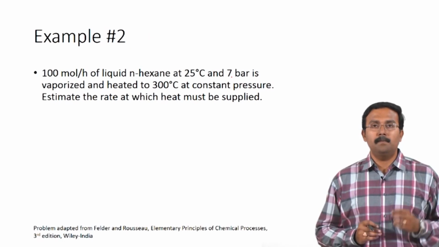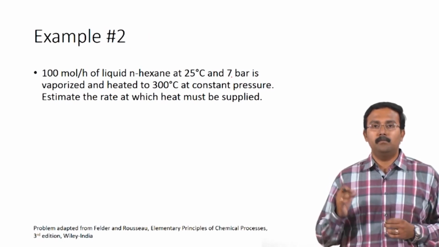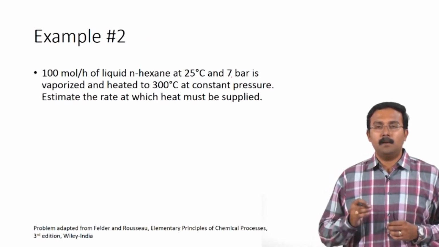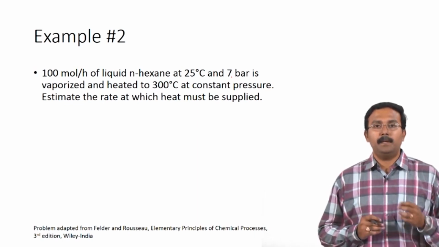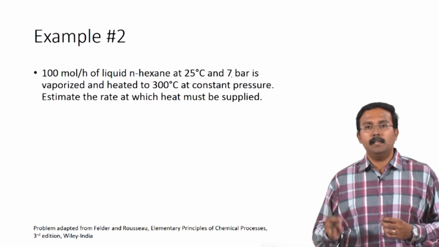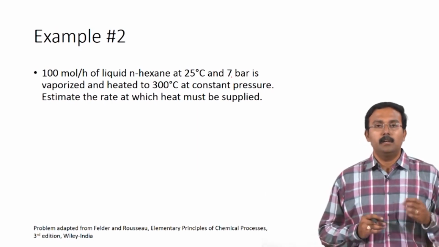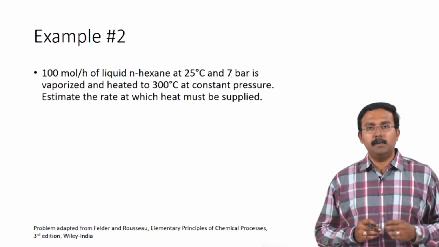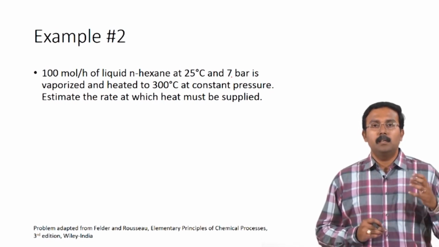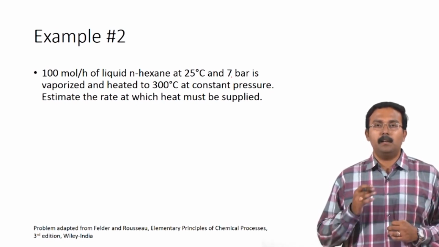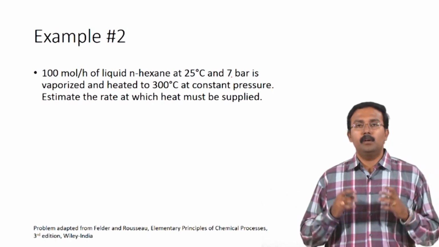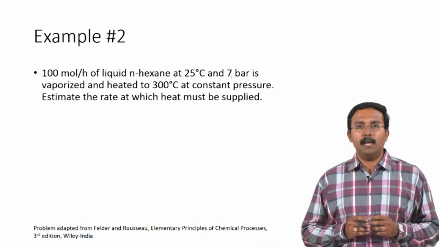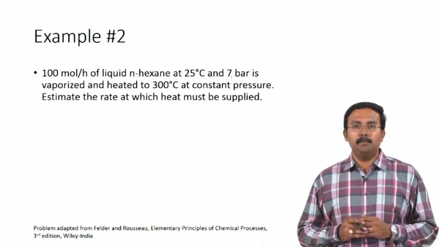Again it is an open system where 100 moles of liquid N-hexane is coming in per hour at 25 degrees Celsius and 7 bar and is vaporized and heated to 300 degrees Celsius at constant pressure. You are asked to estimate the rate at which heat must be supplied. In the real process, it is a constant pressure process where heating is happening from 25 degrees Celsius to 300 degrees Celsius. So, in reality the phase change would be happening at a boiling point associated with 7 bar pressure.